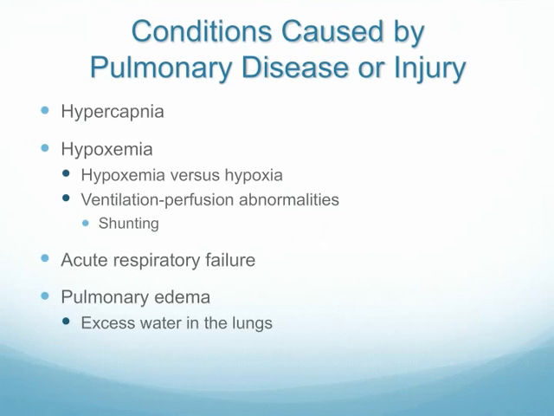Just to differentiate here, when we talk about hypoxia and hypoxemia, hypoxia means without oxygen. It doesn't say where it is. It could be without oxygen in the alveoli. It could be without oxygen at the tissue level. Hypoxemia means a lack of oxygen in the blood.